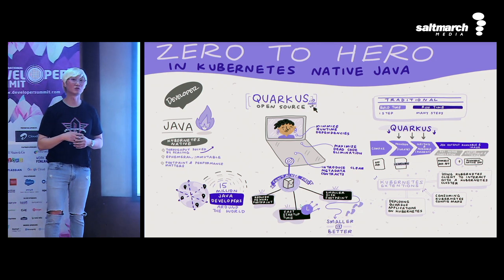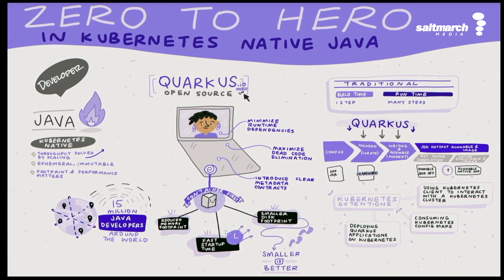So that's why you need to make sure everything is okay on a production-related environment, which is based on Linux containers and Kubernetes. So today I'm going to use Quarkus to make your life easier, and try to make your application more Kubernetes native.